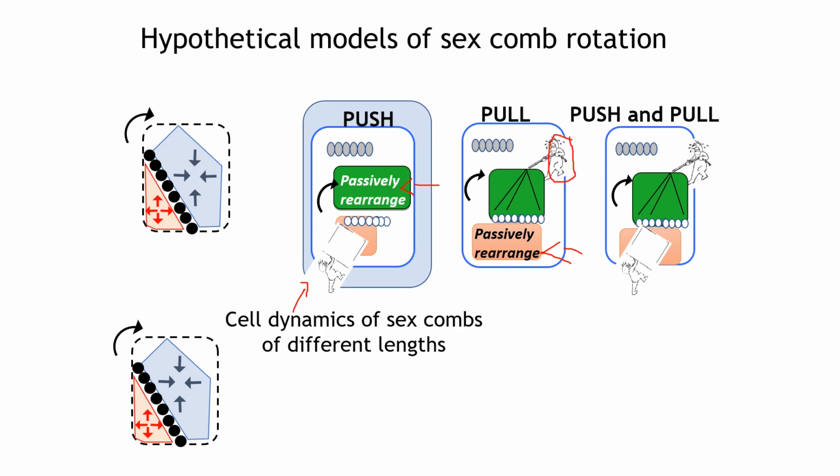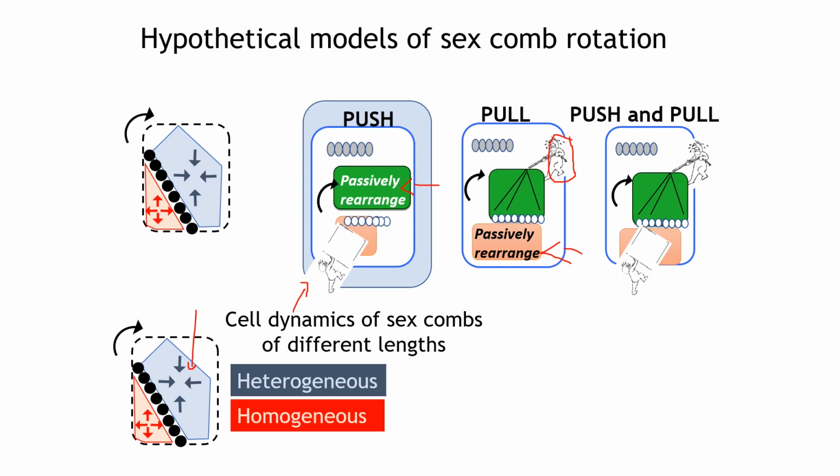And today I'm going to show you that when we study cell dynamics of sexcombs of different lengths and different degrees of rotation, all of them show very consistent results. That is that the cell behaviors in this region will be very heterogeneous. There will be a lot of variation, while the region underneath the comb, in this region, will be very homogeneous, in particular the increase in apical cell area. So this seems to be consistent with the push model. And this seems to suggest that here above the comb, there is a passive response. And this is why there is so much variation above the comb.